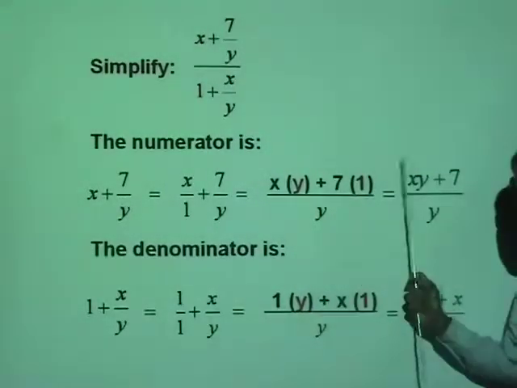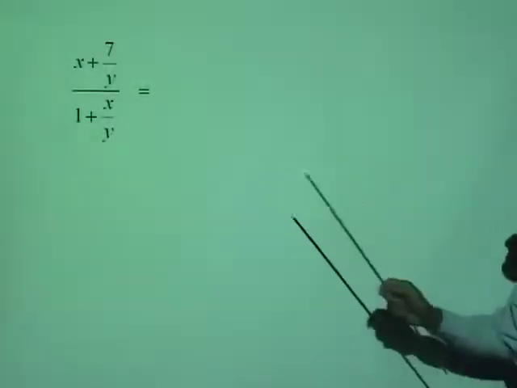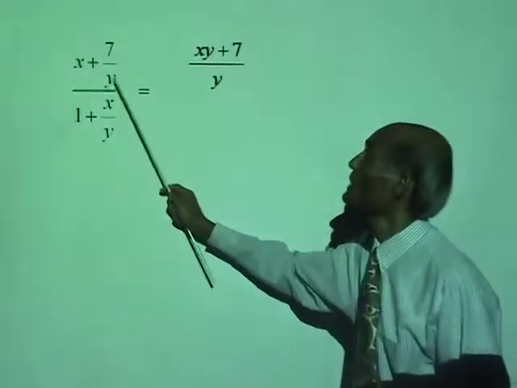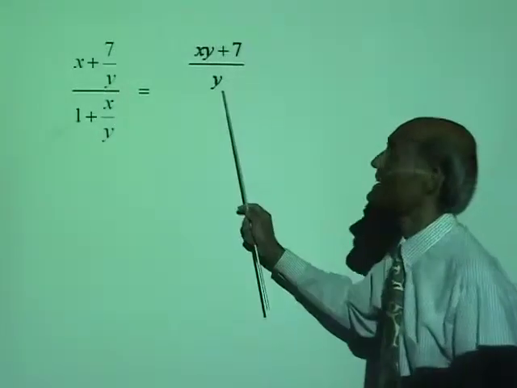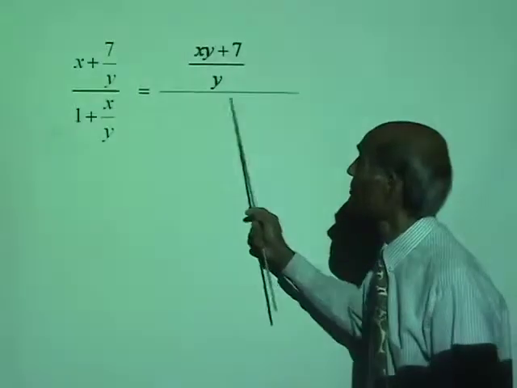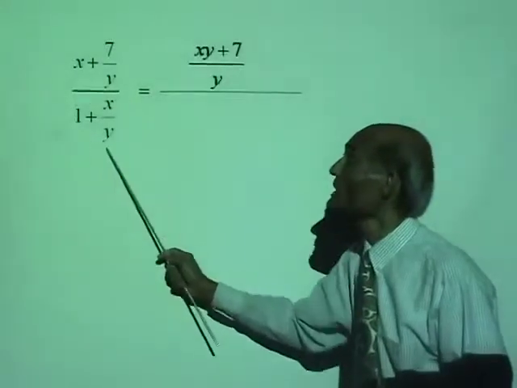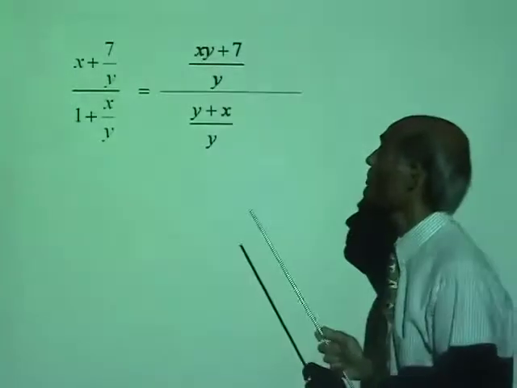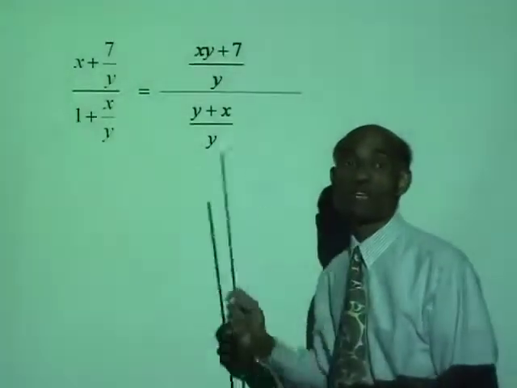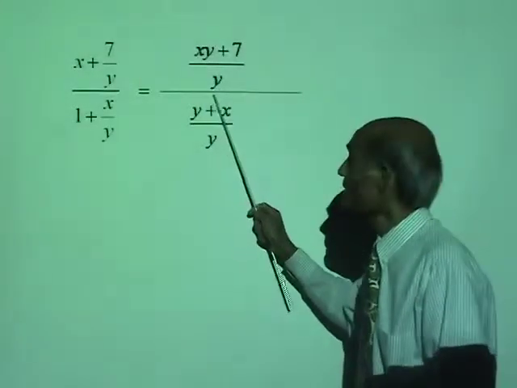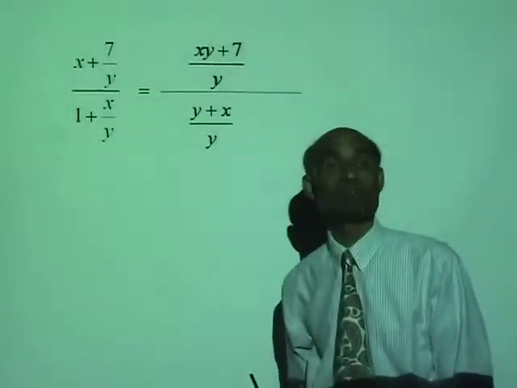We will do that in the next slide. Let's do that. So (x + 7)/y is (xy + 7)/y. We did that in the previous slide. Divided by, the denominator is (y + x)/y. You see, now the numerator is a simple fraction. The denominator is a simple fraction.